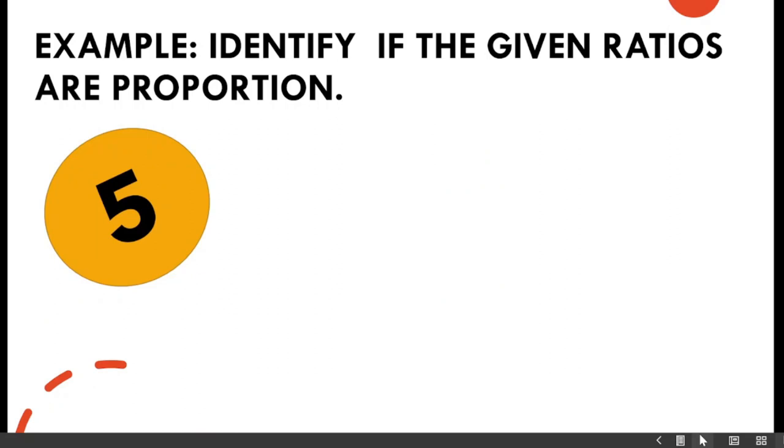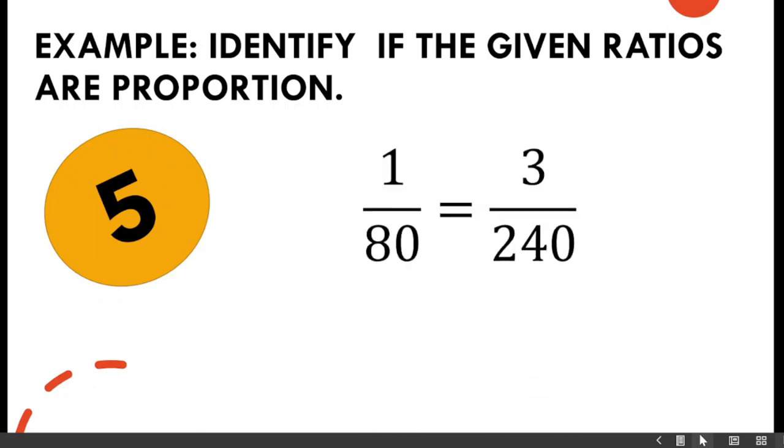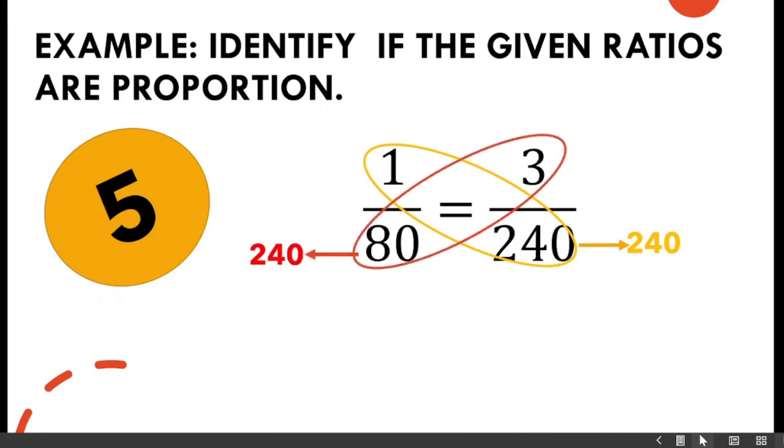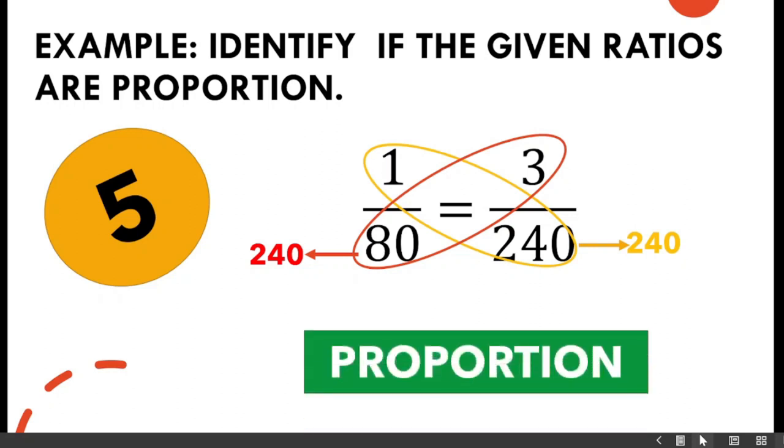And last example, number 5. Our given ratios are 1 over 80 is equal to 3 over 240. Again, since the given is in fractional form, we need to cross multiply. We have 1 times 240 is equal to 240, and we have 80 times 3 is equal to 240. Since the products of our means and extremes are equal, therefore, the given ratio is a proportion.